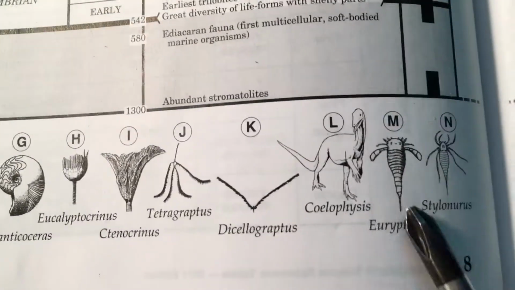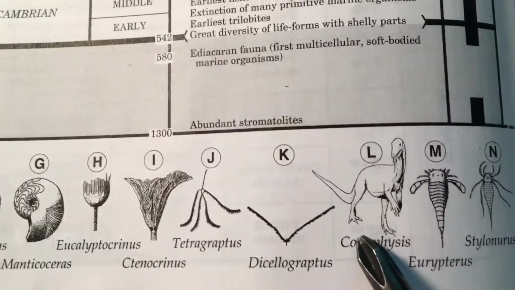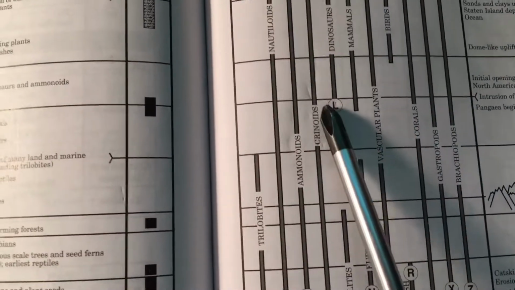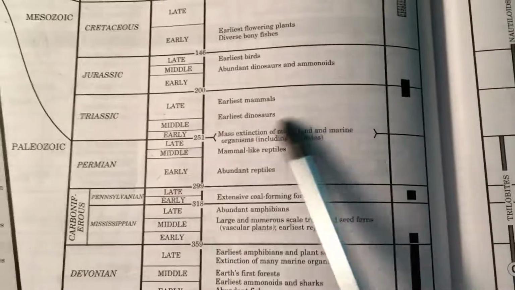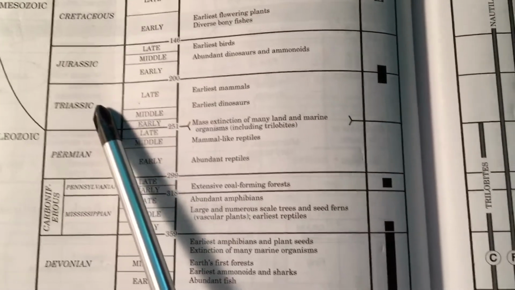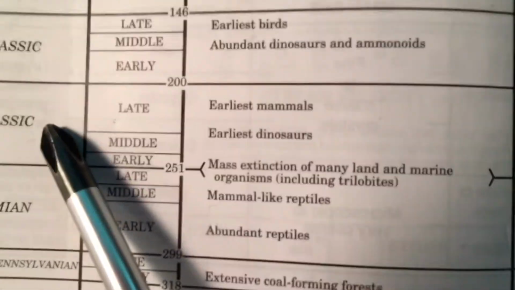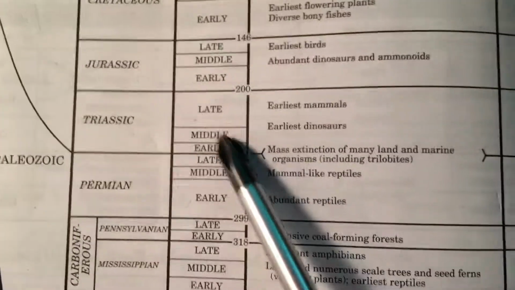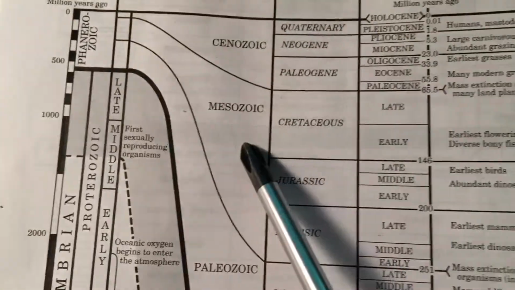Then maybe I'll say one of these critters, where do they live? Coelophysis, letter L. So I just come over here to animals and I look for letter L. There it is. Coelophysis lived during the Triassic. So it lived between 251 and 200 million years ago. It's up towards the top of that, so probably a little closer to 200. Or during the Mesozoic era.